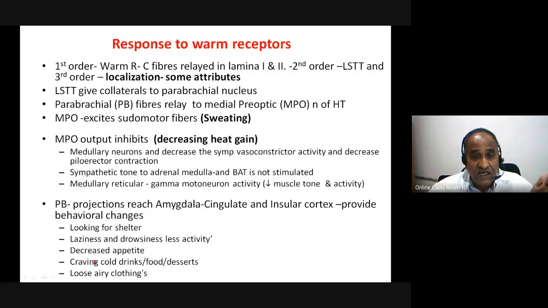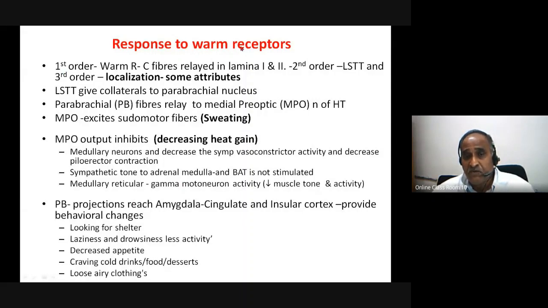So at this time, you don't want to eat much. Rather, you want to drink a lot of fluids. So that is what is being stimulated. Because of this, there will be a craving for cold drinks, ice cream, all cold stuff you may like to have, nice cold desserts or food. Then, with that laziness and drowsiness, you want to wear loose and airy clothing so that your heat loss mechanism is facilitated. This is a behavioral response, not anybody's wish or will or fancy. The loose and airy clothing helps to lose the heat because of the increased temperature.